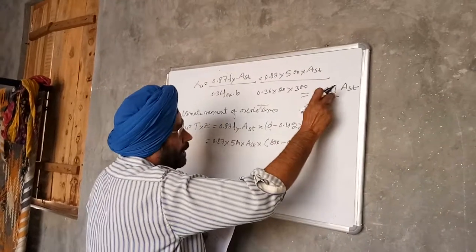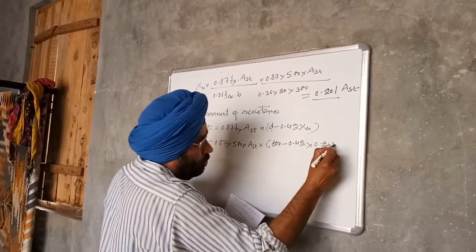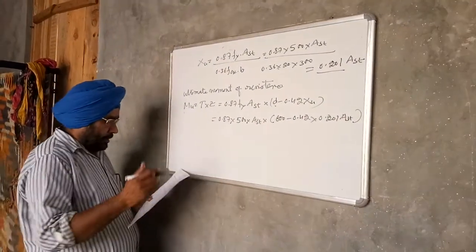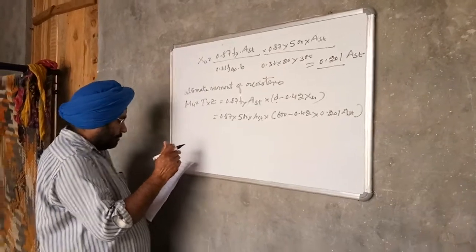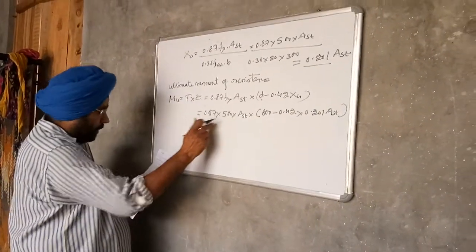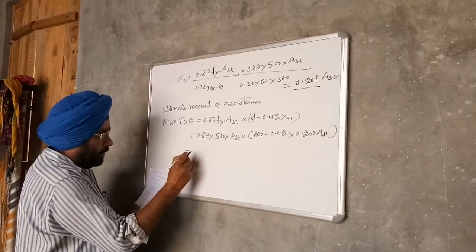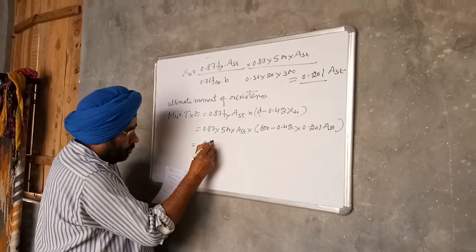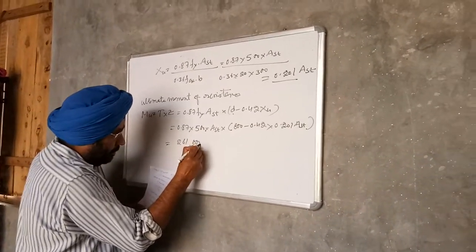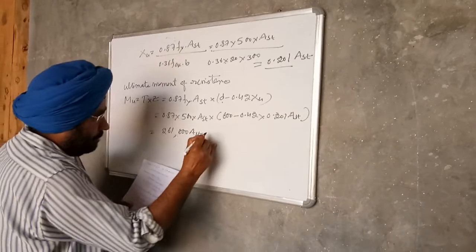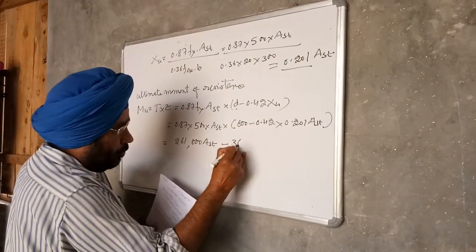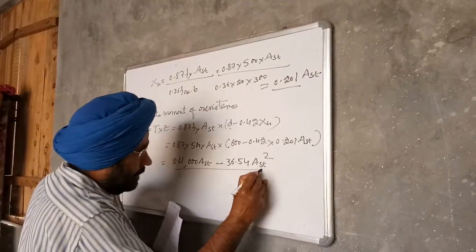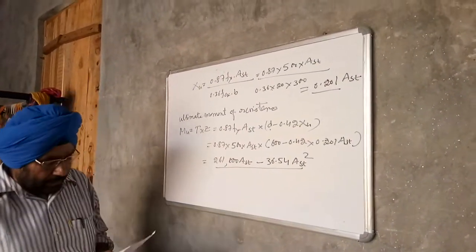Its value is 0.201 AST. So then we get the moment of resistance of the beam section. By solving this we get 261000 AST minus 36.54 AST square. This is our ultimate moment of resistance.